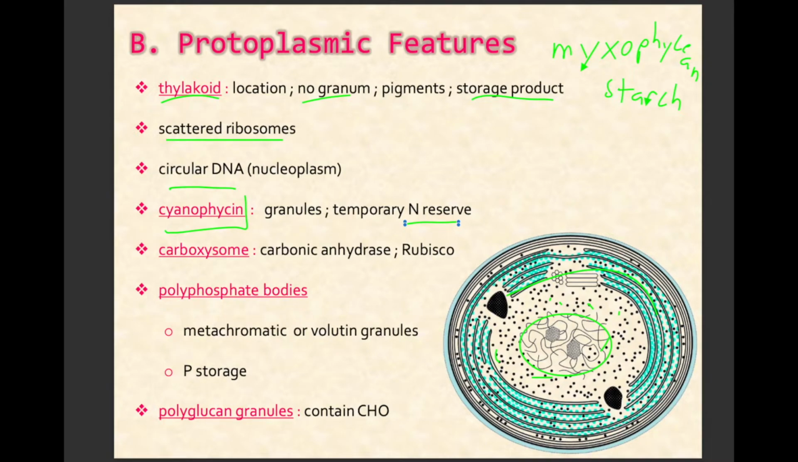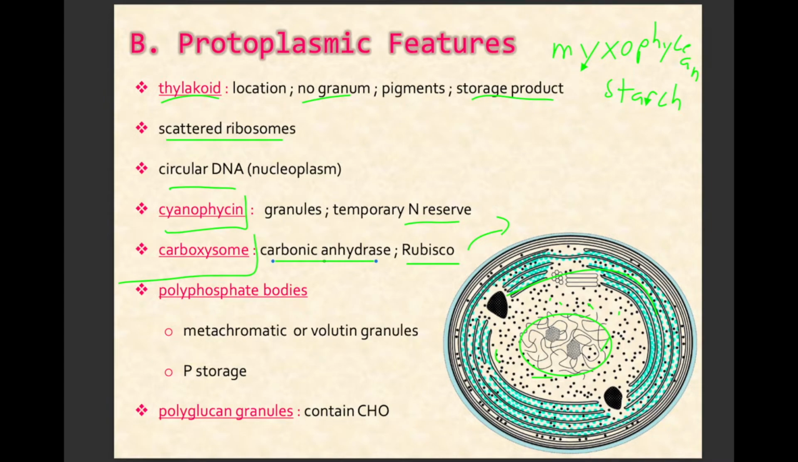You have carboxysomes, which are usually composed of your carbonic anhydrase and rubisco. Again, rubisco is important for fixing carbon dioxide with RuBP, and your carbonic anhydrase, if you remember in your plant physiology, or in your microbiology, serves the purpose of producing CO2 from bicarbonates. So usually, again, these are marine organisms. They utilize bicarbonates to produce carbon dioxide sometimes.